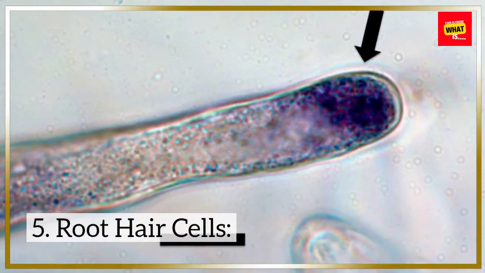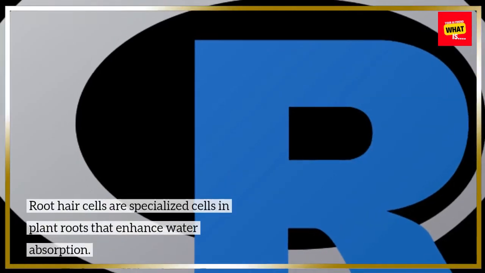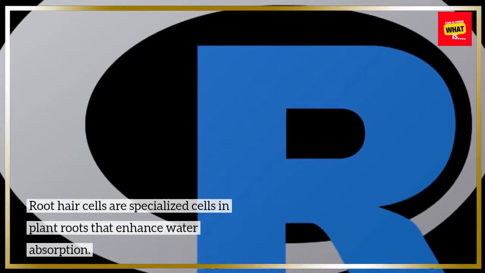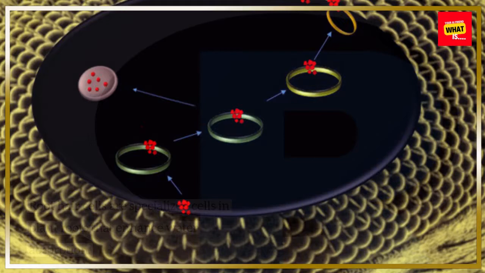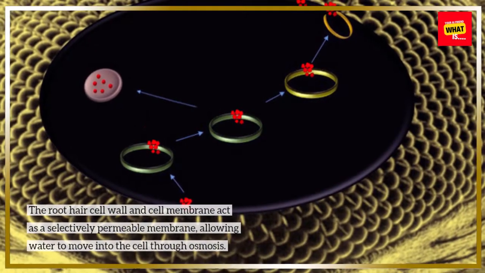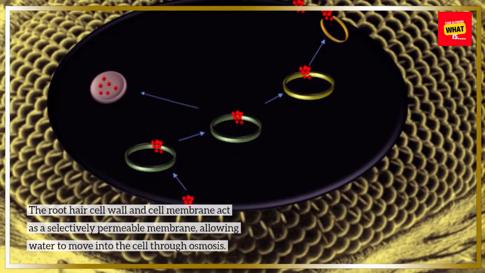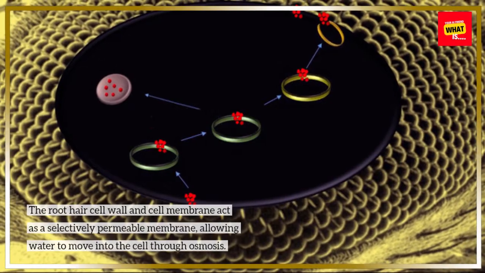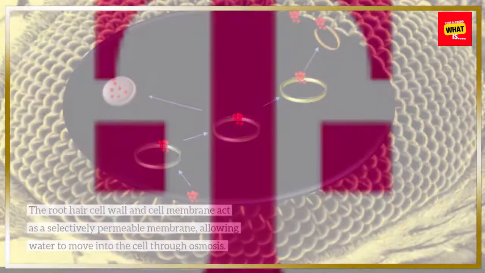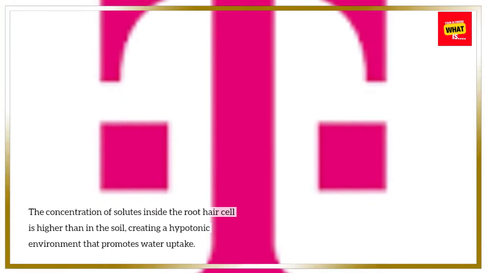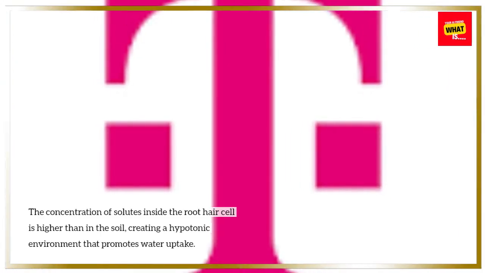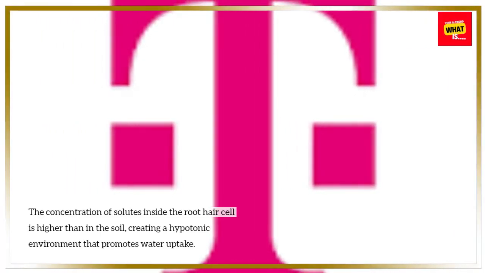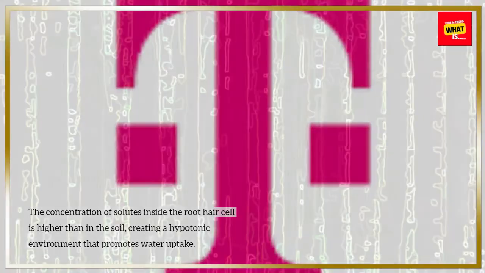5. Root hair cells. Root hair cells are specialized cells in plant roots that enhance water absorption. The root hair cell wall and cell membrane act as a selectively permeable membrane, allowing water to move into the cell through osmosis. The concentration of solutes inside the root hair cell is higher than in the soil, creating a hypotonic environment that promotes water uptake.